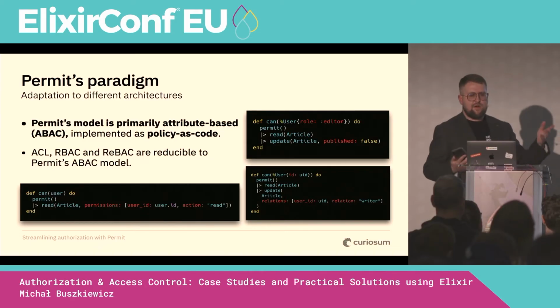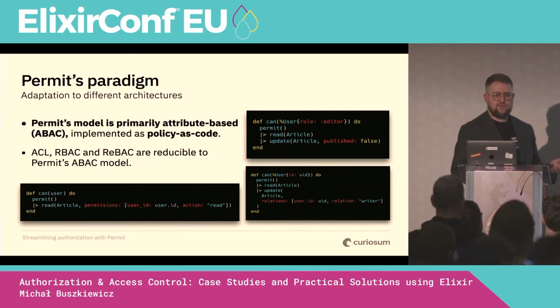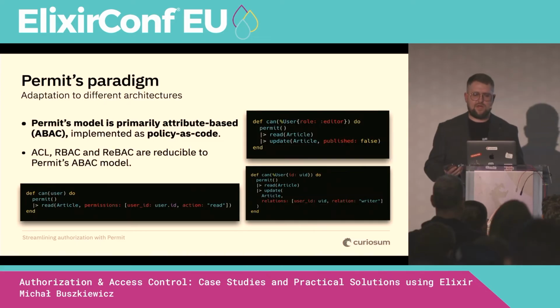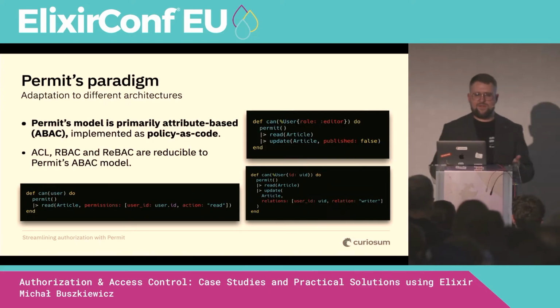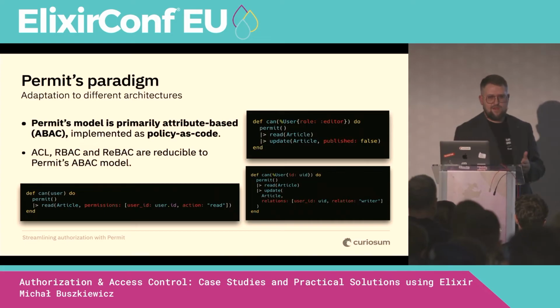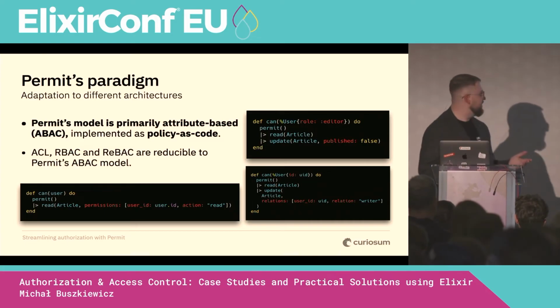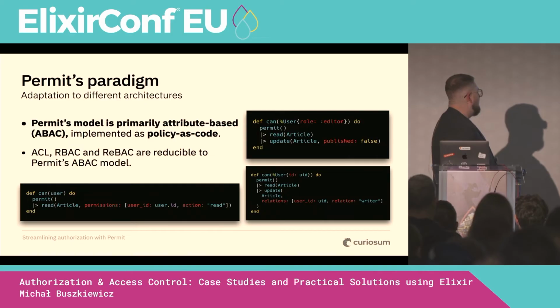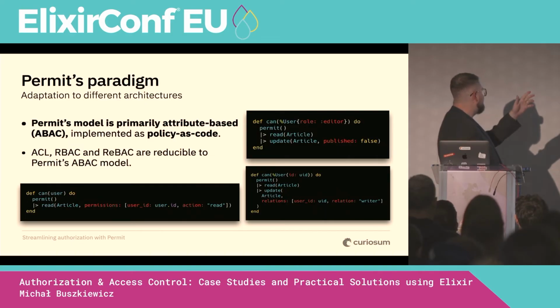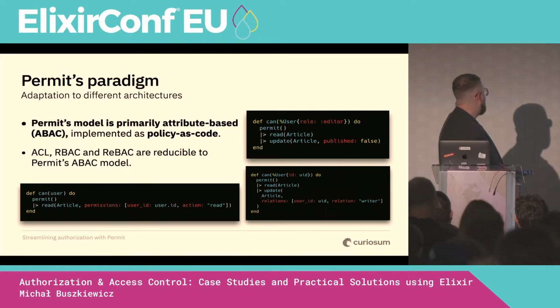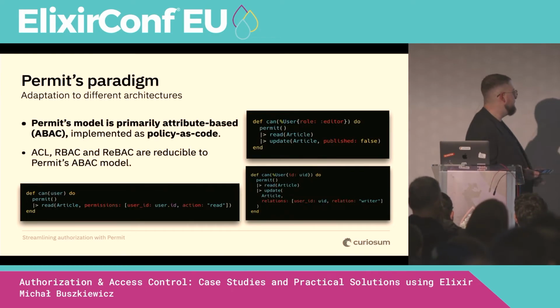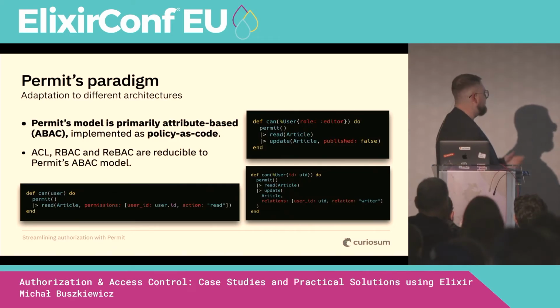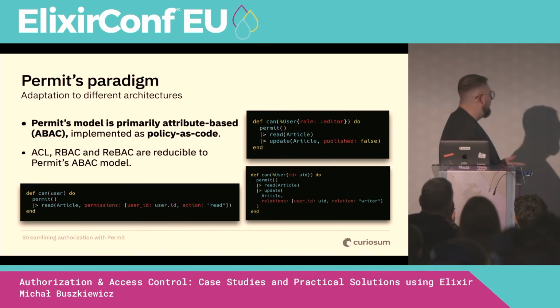So in terms of the paradigm, we could say that the model is primarily attribute-based, implemented as policy as code in a way. And ACL, RBAC, and REBAC are reducible to Permit's ABAC model. So you can see that these three examples are related to, well, that one in the bottom left is ACL because there is a specific user ID in play.